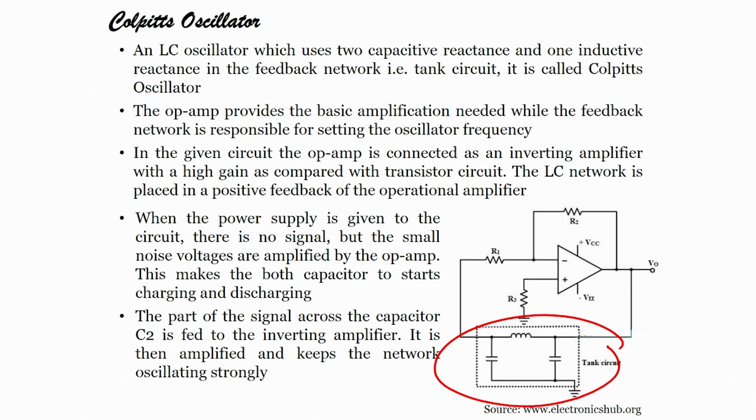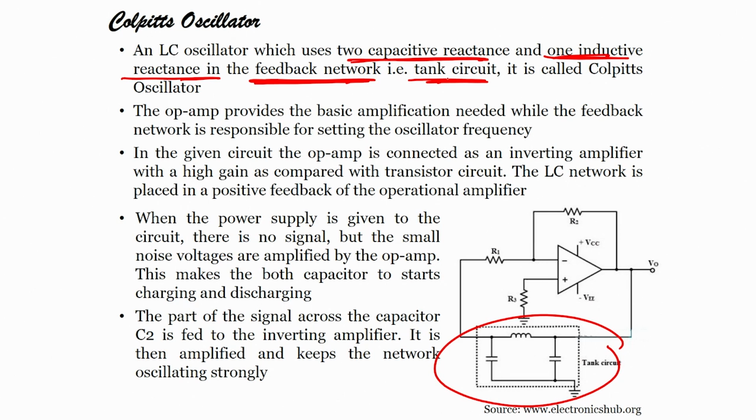So, what is a Colpitts oscillator? A Colpitts oscillator is an LC oscillator which uses two capacitive reactances and one inductive reactance in the feedback network. So, an LC oscillator in which two capacitive reactances and one inductive reactance in the feedback network form the tank circuit is called a Colpitts oscillator.